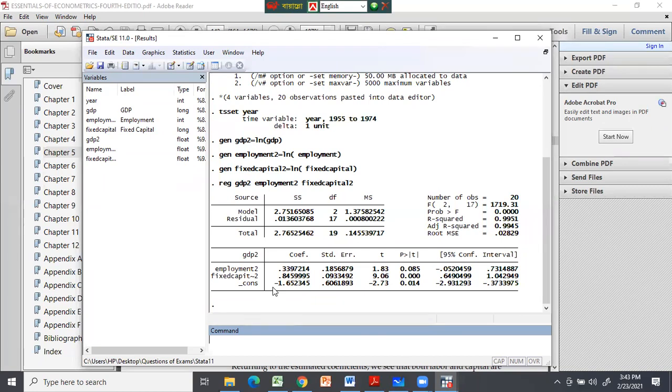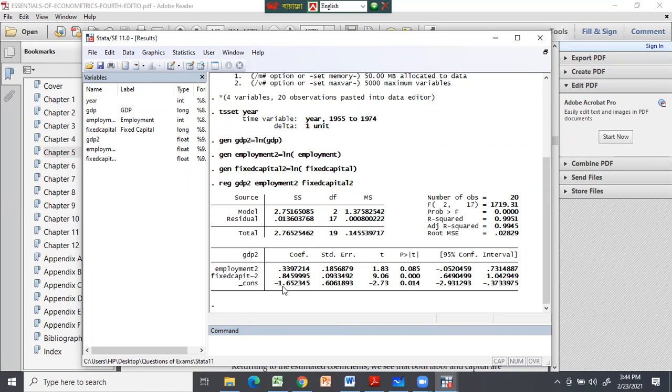So it's very consistent with our economic theory that if there is no input in the economy, if there is no employment, if there is no capital injected in the economy, then who is going to produce and how will the production happen? So there will be no production. So your production becomes negative in that case. And that is why your constant is showing the negative value, 1.652345%. Is that clear to everyone? Okay. Yes, sir.